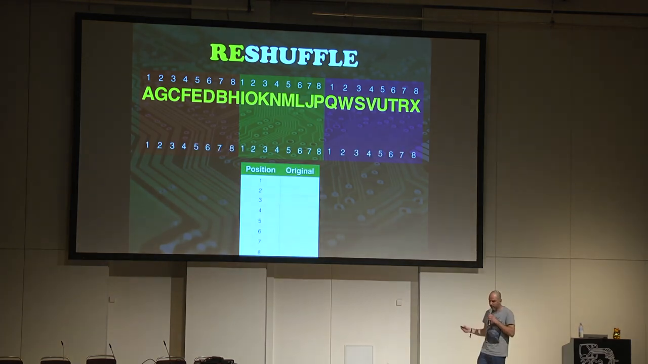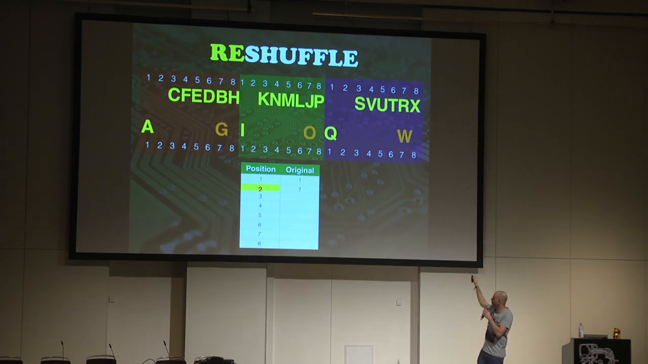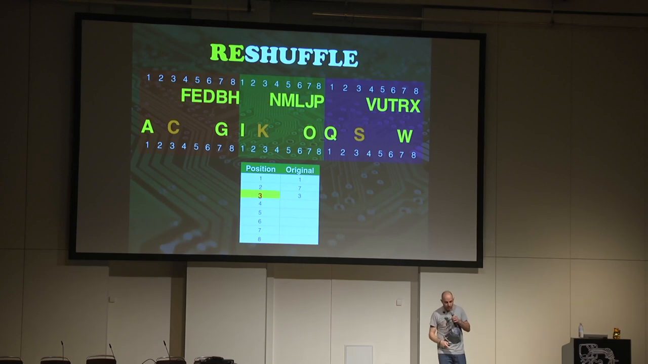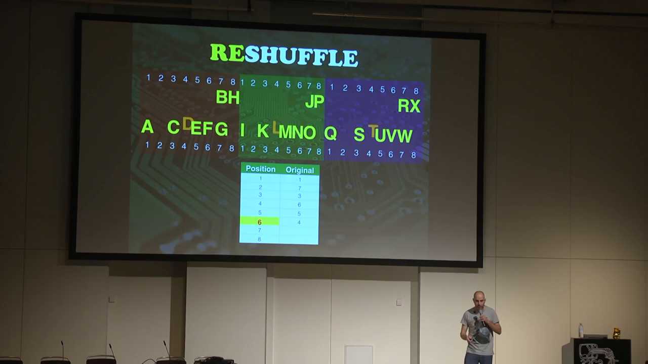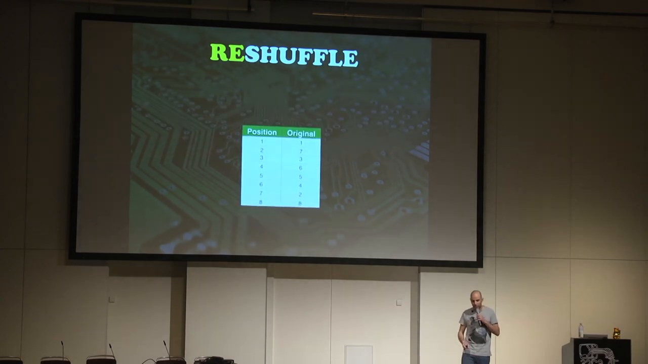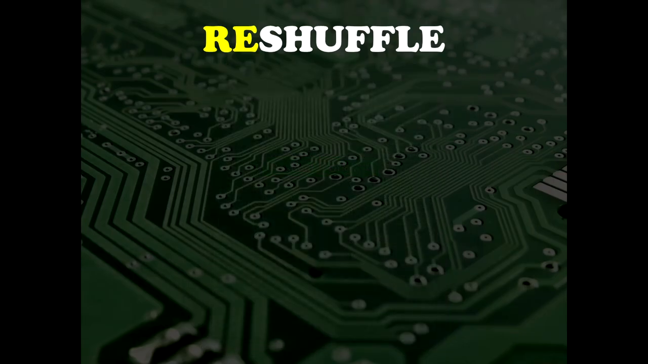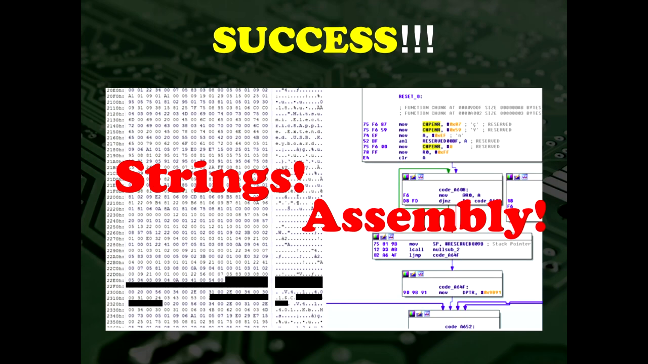Now look at this. Yeah, the A is in the right place, the A, the I, and the Q. Now the G, the O, and the W need to be moved from the second position to the seventh position. And this goes on and on, and it's consistent throughout the entire blob, right? So what we got ourselves is some kind of permutation table. And if we apply this permutation table on the entire blob, what will we get? Yes, assembly, proper assembly. This is our firmware.